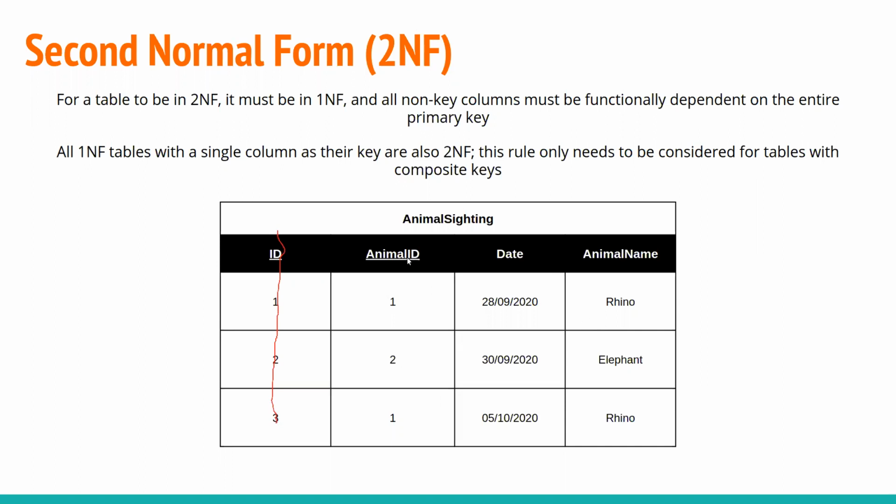We're going to make animal ID X. We have to check, is every single column functionally dependent on the entire primary key? We're going to make animal ID X and we're going to make date Y. Is the date functionally dependent on animal ID, guys? So is Y functionally dependent on X?